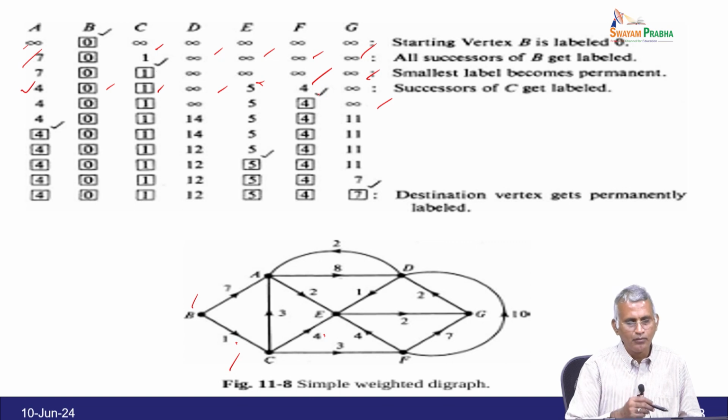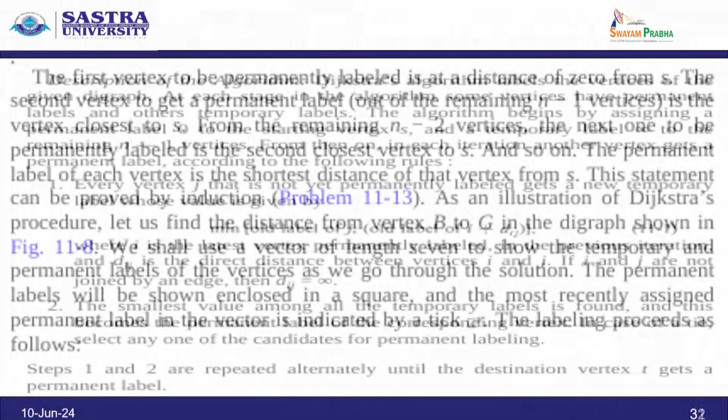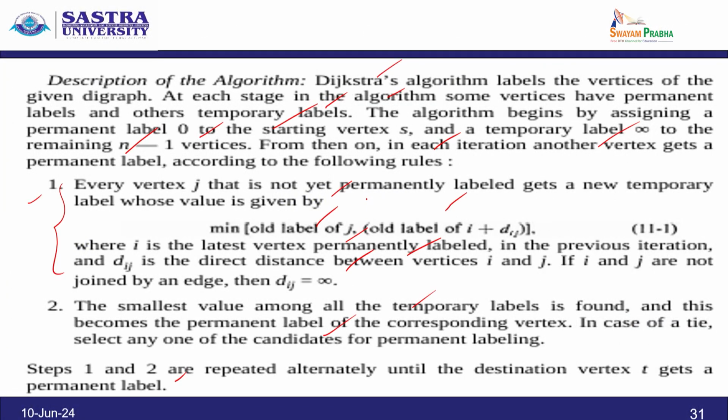So we put a box here, and this old one you have to take. Now you compare with the formula: the minimum of the old label of j, comma, the old label of i plus dij.